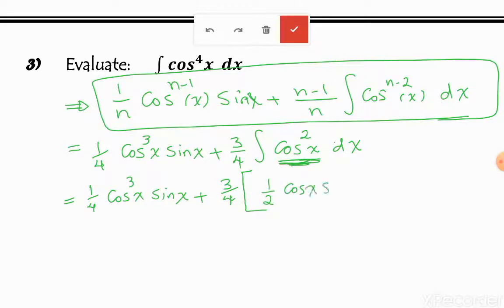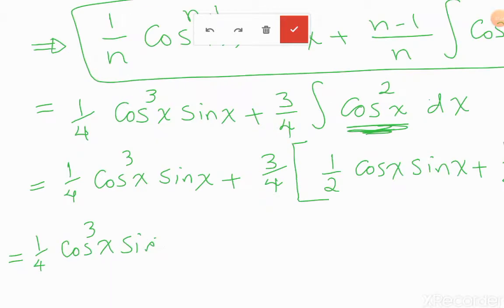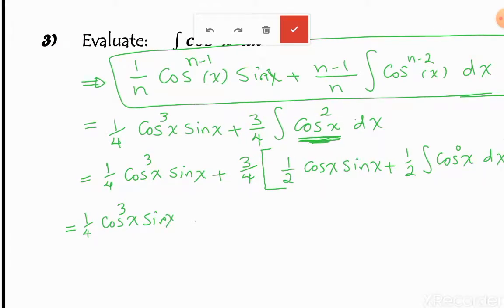cosine x sine x plus 2 minus 1, which is 1 over 2 again, the integral of cosine 0 of x dx. Okay, the final answer is 1/4 cosine to the power of 3x sine x plus 3 over 4.